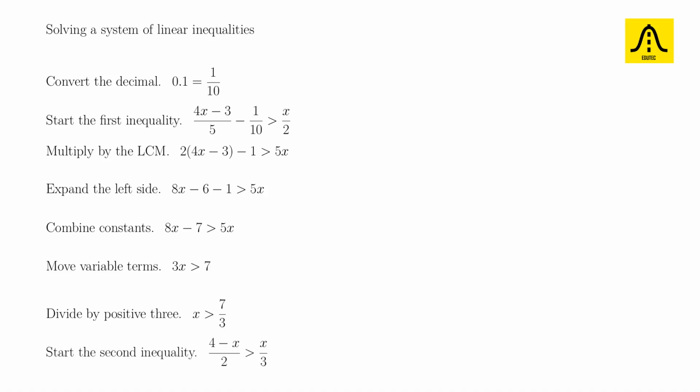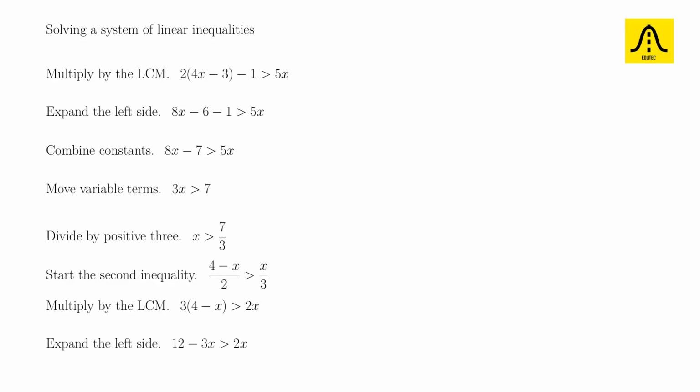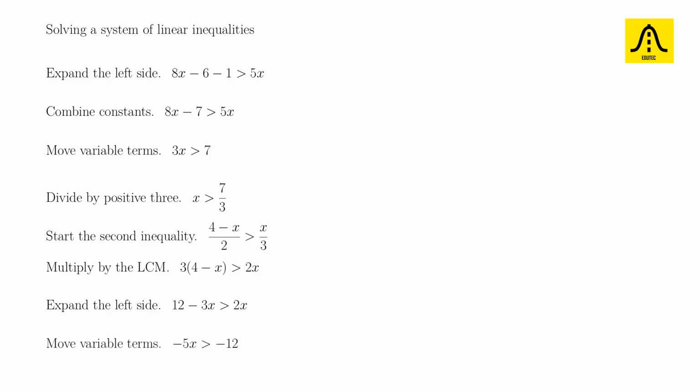Next, solve the second inequality separately. Multiplying by 6 is positive, so the inequality direction remains unchanged. Distribute 3 through the parentheses. Subtract 2x from both sides to collect the variable terms.